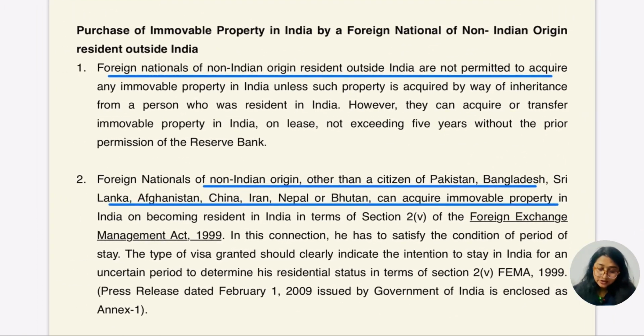Let's go to the other point. Purchase of immovable property in India by whom? By a foreign national of non-Indian origin resident outside India.